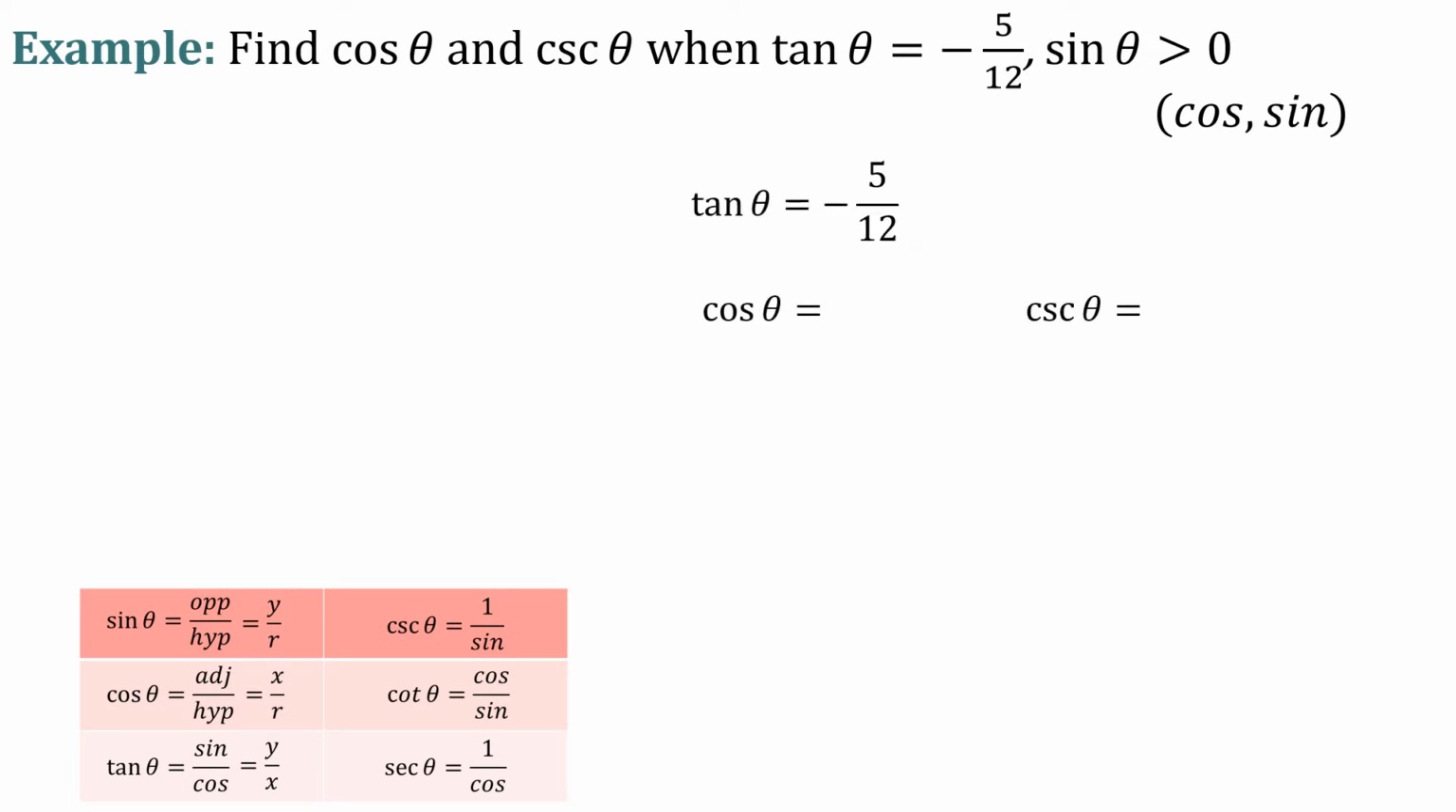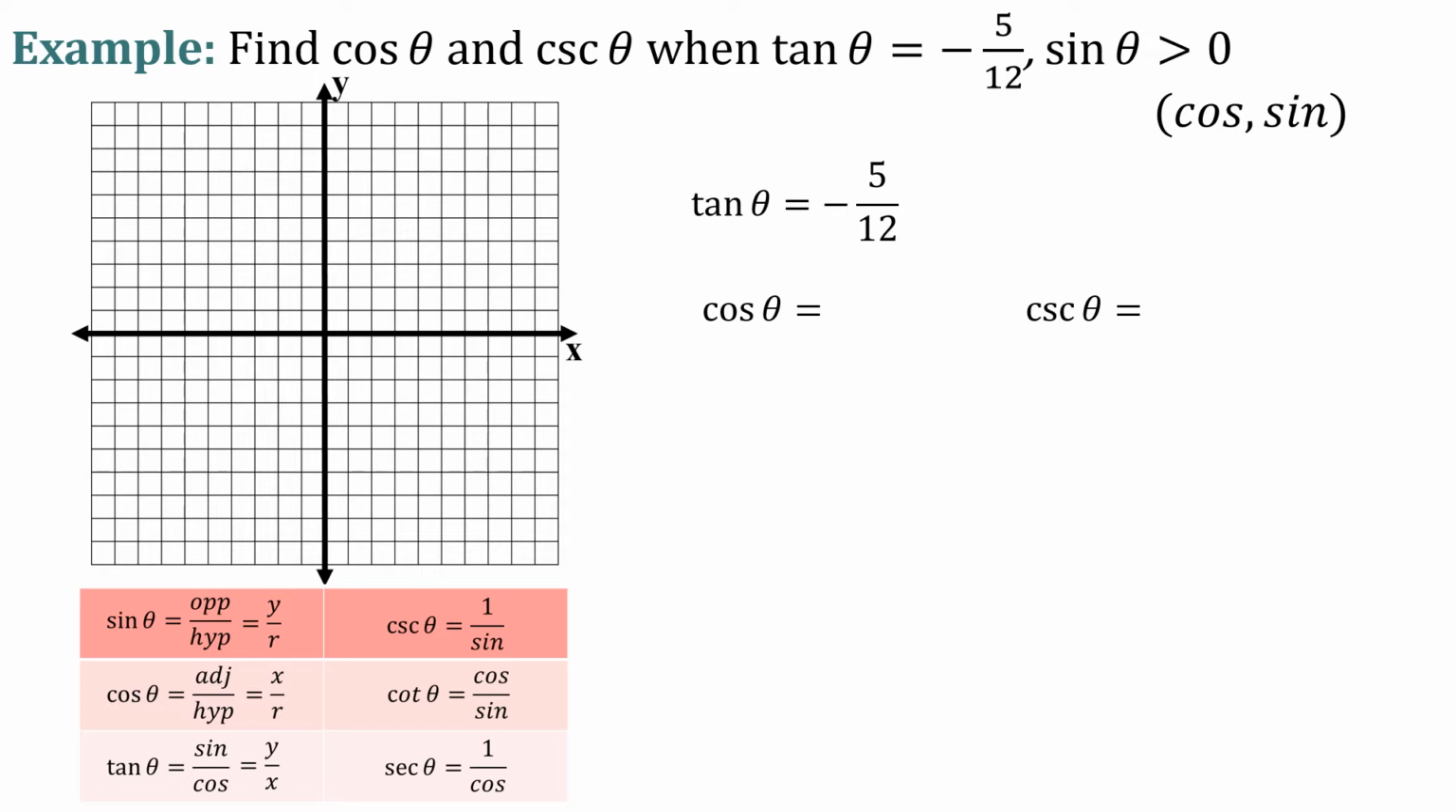So let's look at the information we do know. We know that tangent is negative 5 over 12, and that we're looking for cosine and cosecant. That's what we're trying to find. We also know that sine is greater than 0. So we're going to use a coordinate plane because we know that this relates to x and y, and we can plot it and get a better visual of what we're looking at.